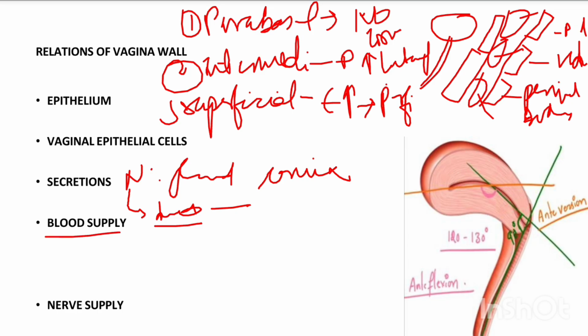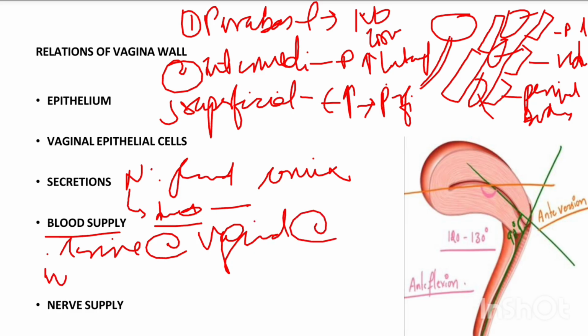Now, what is the blood supply of the vagina? Cervicovaginal branch of the uterine artery, uterine artery. Second one is vaginal artery. Third one is middle rectal artery, and fourth one is internal pudendal artery.